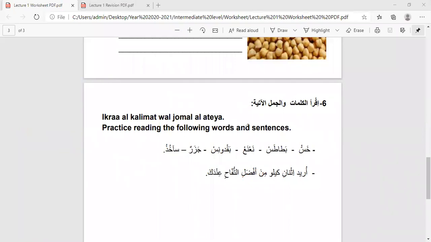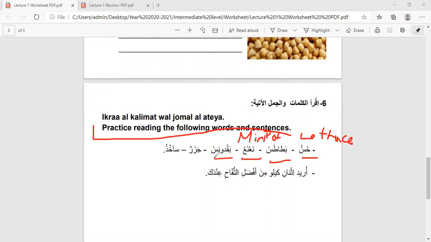Now practice reading the following words and sentences. This will be discussed also in lecture number 2 live session. خس is lettuce. بطاطس is potato. Okay. نعناع is mint. بقدونس is parsley. جزر is carrot. Okay. سآخذ. This سآخذ means I'll take.